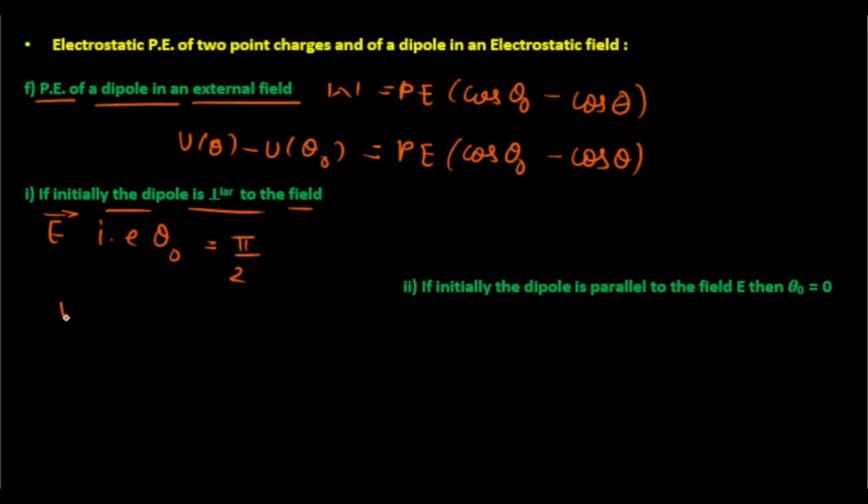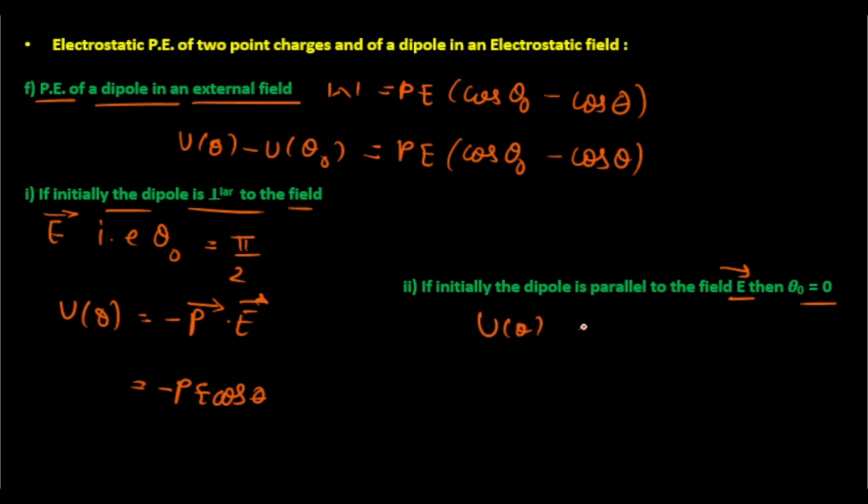So substituting it, we get U of theta is equal to minus P dot E, which is minus PE cos theta over here. If the initial dipole moment is perpendicular to E, that is theta naught is equal to 0, we get U of theta is equal to PE (1 minus cos theta).